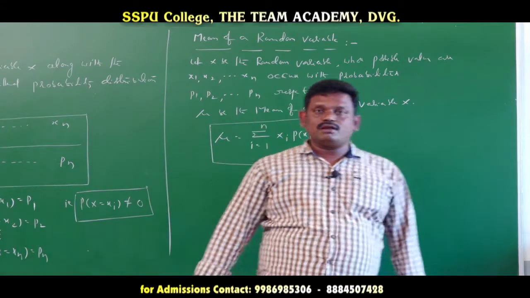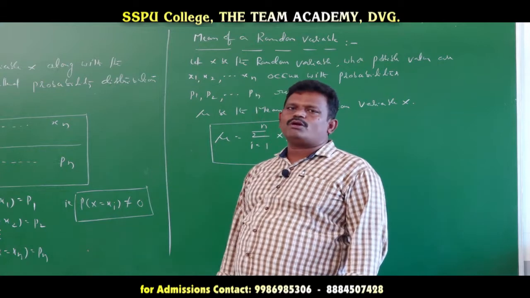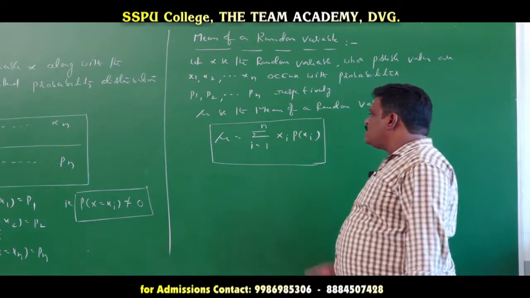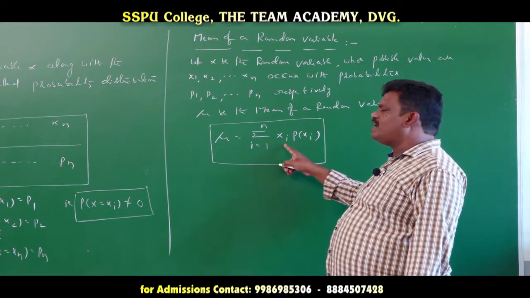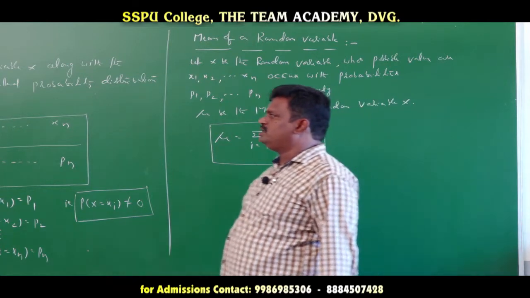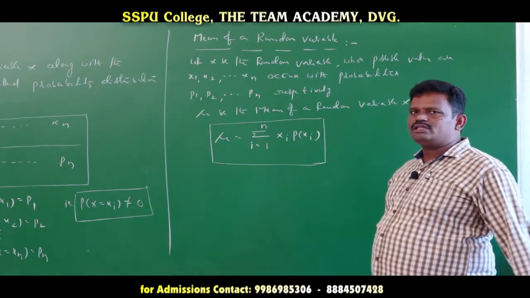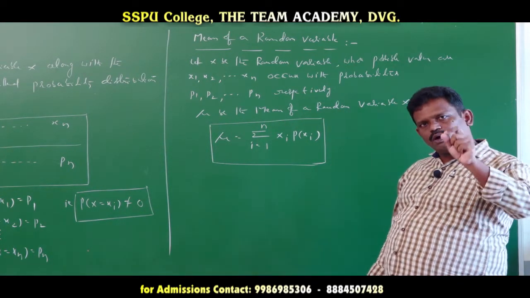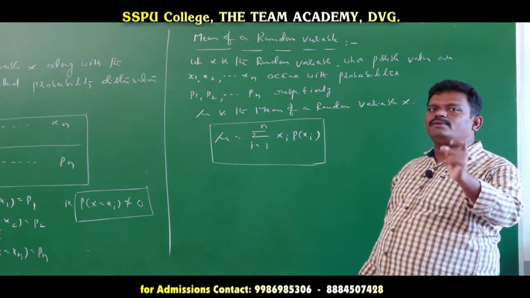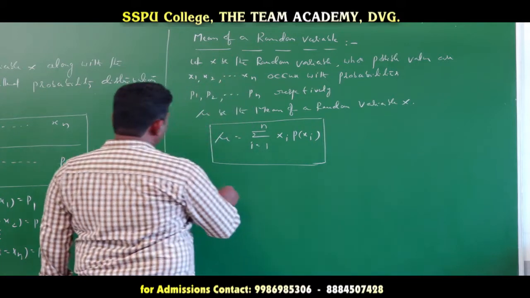But how do we find the mean of the random variable? Suppose we have constructed a probability distribution table, with the random variable and the corresponding probabilities. Here we find the sum of the products of the random variable and the corresponding probabilities: x1 p1, x2 p2, x3 p3, and so on up to xn pn. This is called the mean of the random variable. If you want to find the mean of the random variable of any random experiment, you must first construct the probability distribution table. After that you apply this formula.